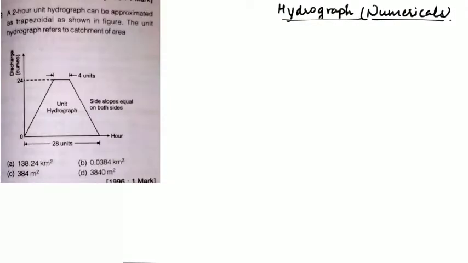In this lecture, we will solve a few numericals of GATE previous year related to hydrograph as well as infiltration. The first question was asked in GATE 1996 and it was of 1 mark. The question says that a 2R unit hydrograph can be approximated as trapezoidal as shown in the figure. The unit hydrograph refers to the catchment of area. You have to determine the area of the catchment for which this hydrograph is prepared.